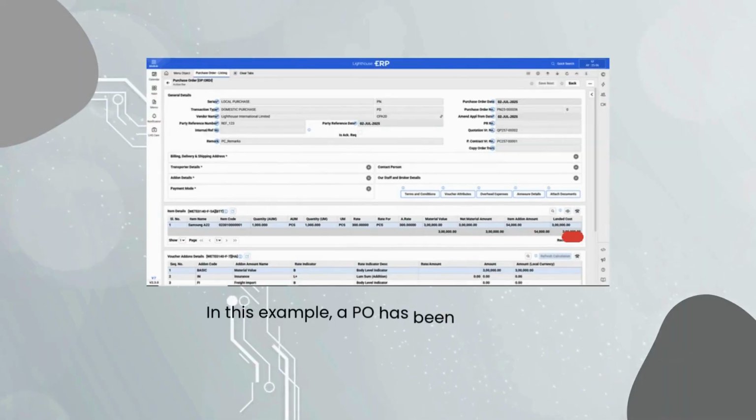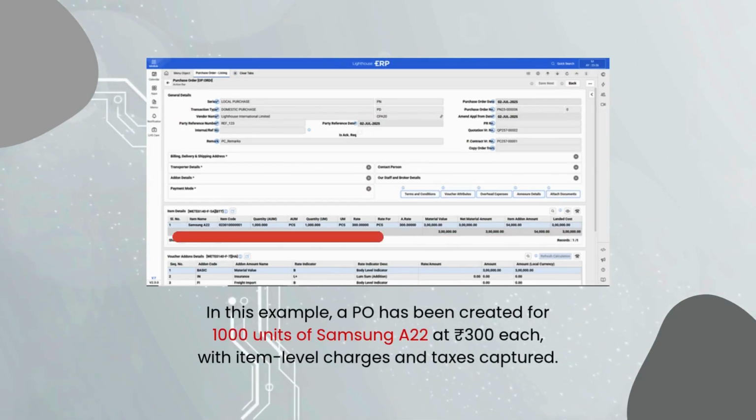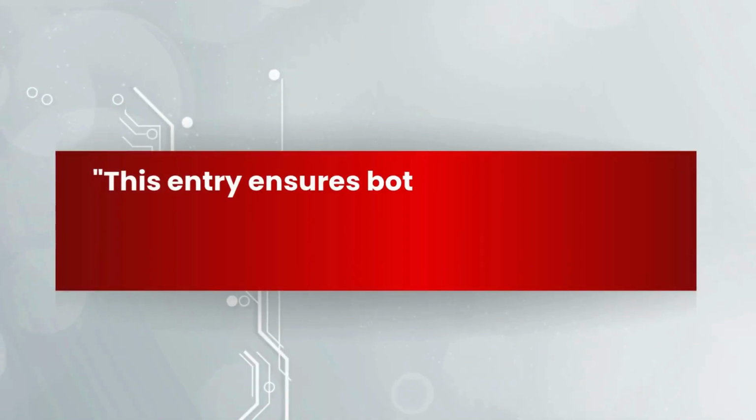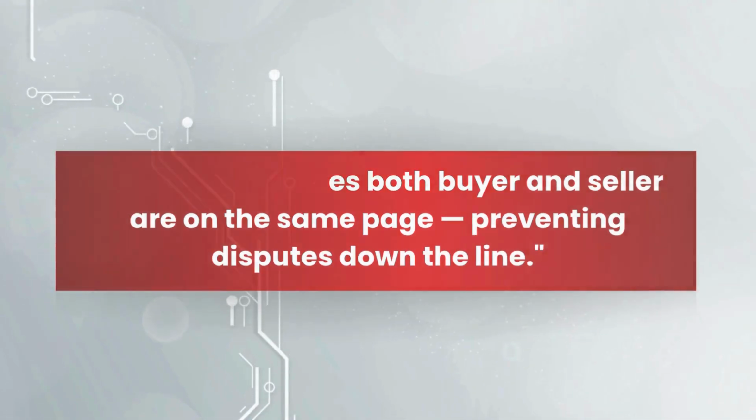In this example, a PO has been created for 1000 units of Samsung A22 at Rs 300 each with item level charges and taxes captured. This entry ensures both buyer and seller are on the same page, preventing disputes down the line.